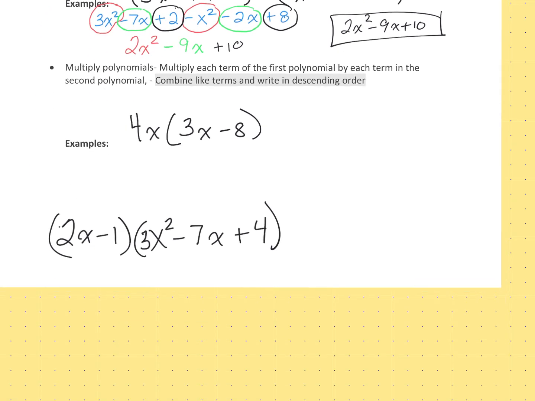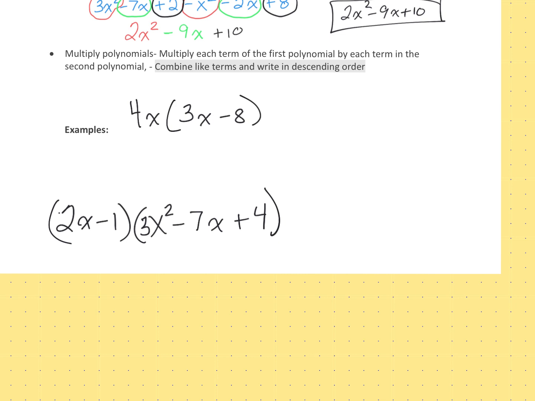Multiplying polynomials is not too difficult. We just need to know the distributive property. So we're going to multiply each term of the first polynomial by each term of the second polynomial. So basically, we're going to distribute.